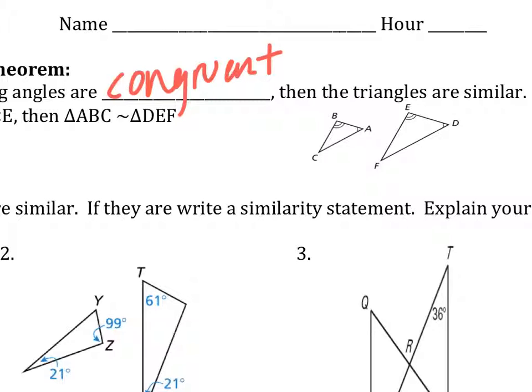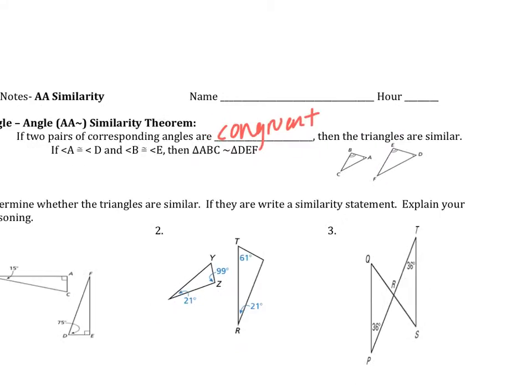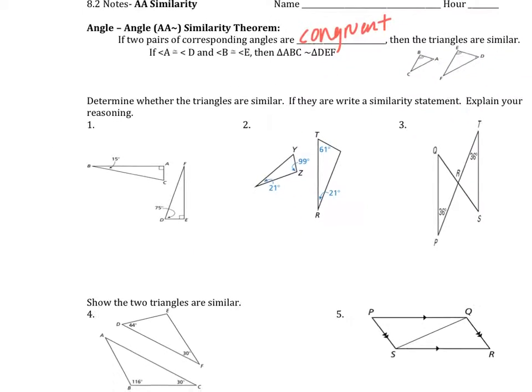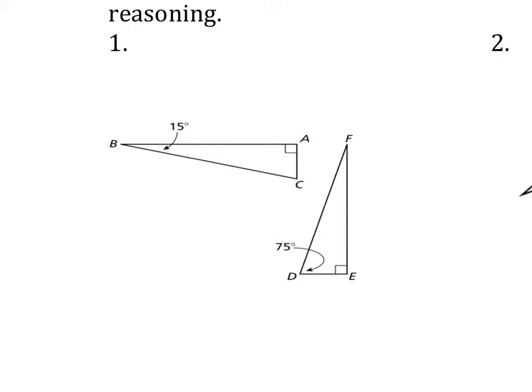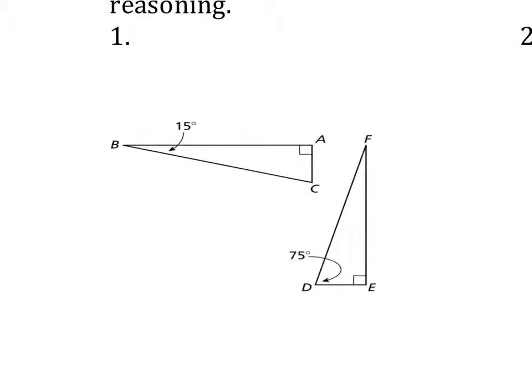On these first three problems, you are deciding if the triangles are similar. If so, we're going to write a similarity statement. And you also need to explain your reasoning. It's not always going to be super obvious just by looking at it. You sometimes will have to solve.